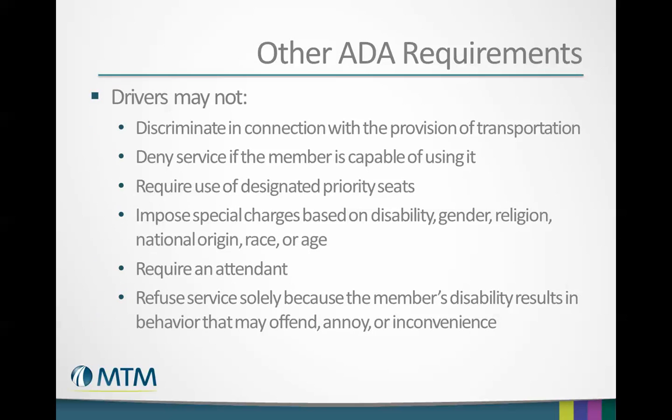Moving on, the ADA also outlines certain things that we cannot do. That includes the fact that we cannot discriminate or deny service if the member is capable of using it. We cannot require the use of a designated priority seating, impose special charges based on disability, gender, religion, national origin, race, or age. We cannot require an attendant or refuse service because the member's disability results in behavior that may offend, annoy, or inconvenience.